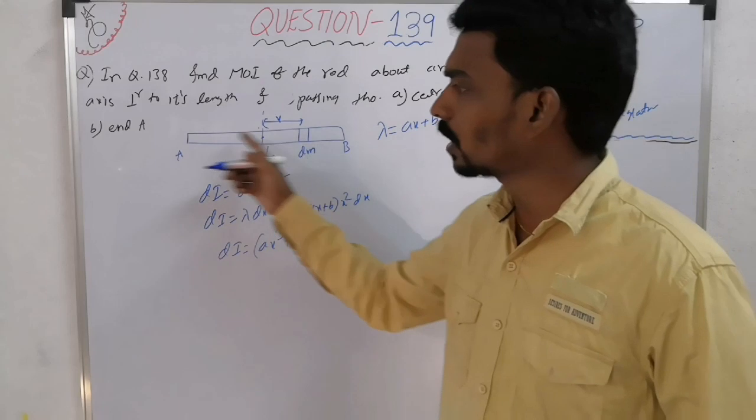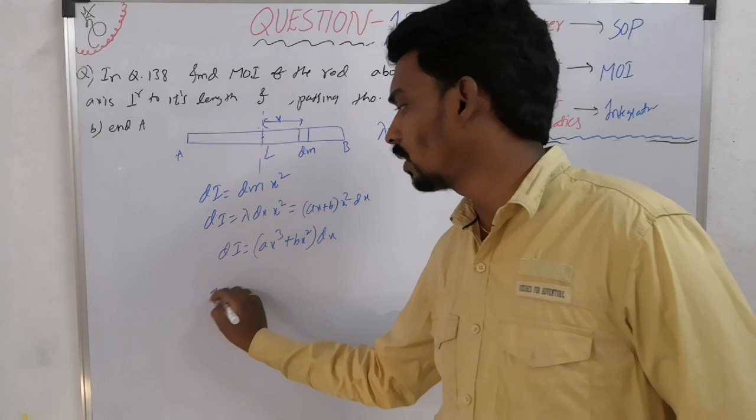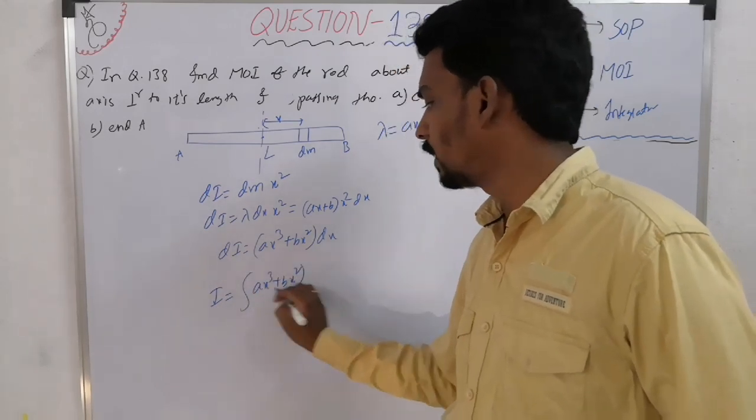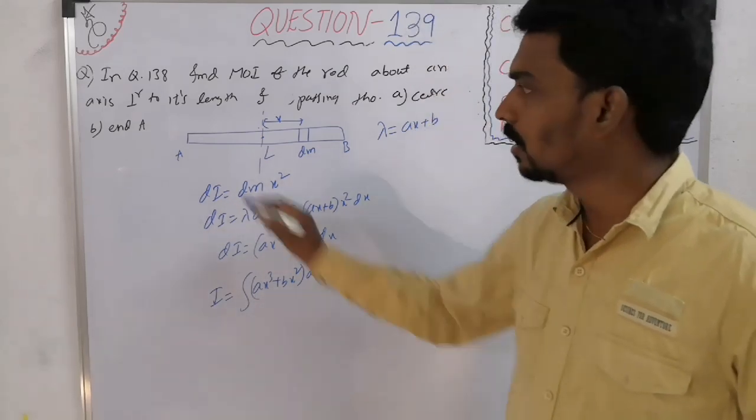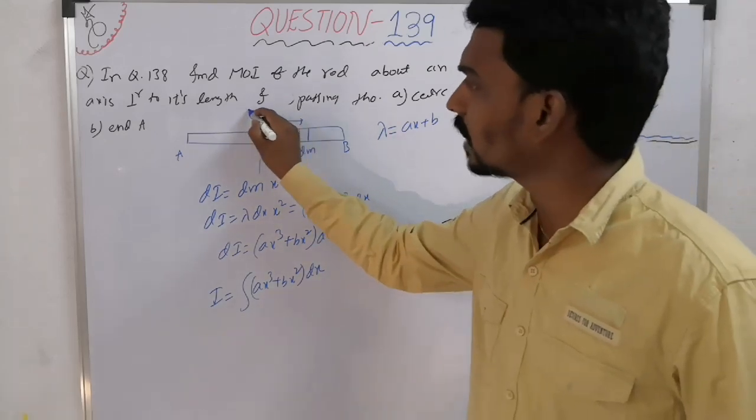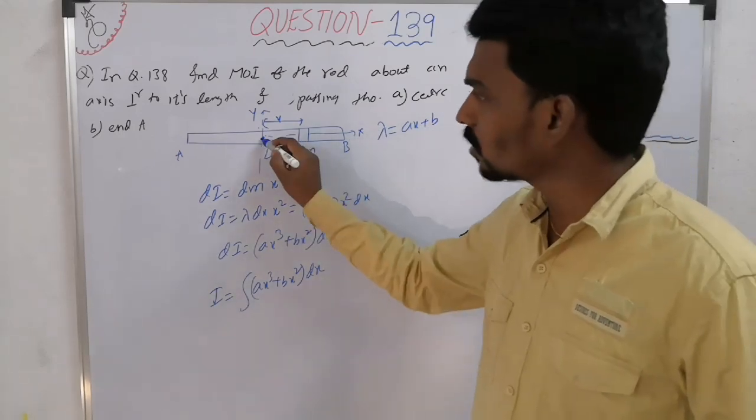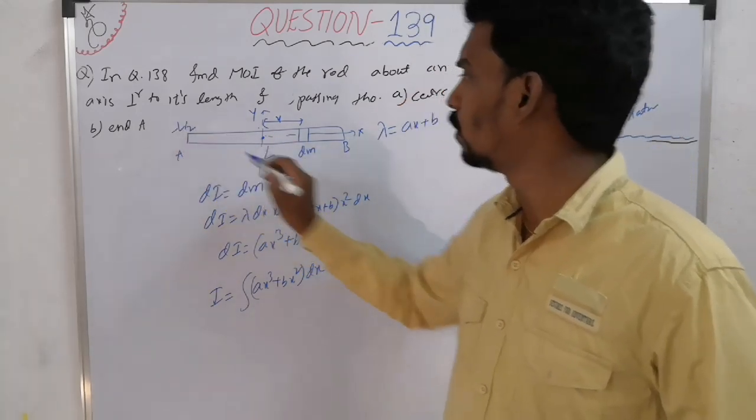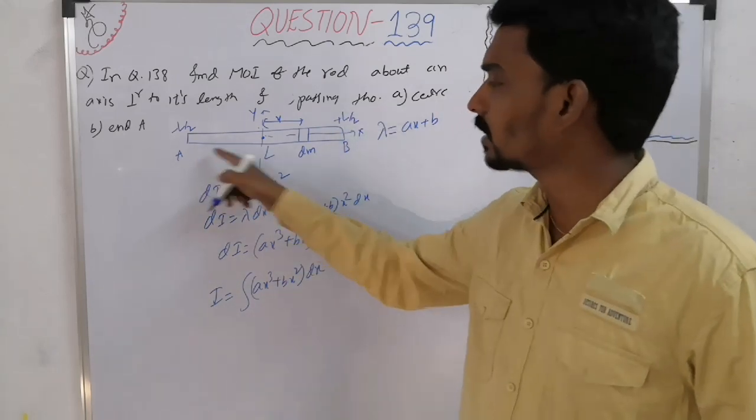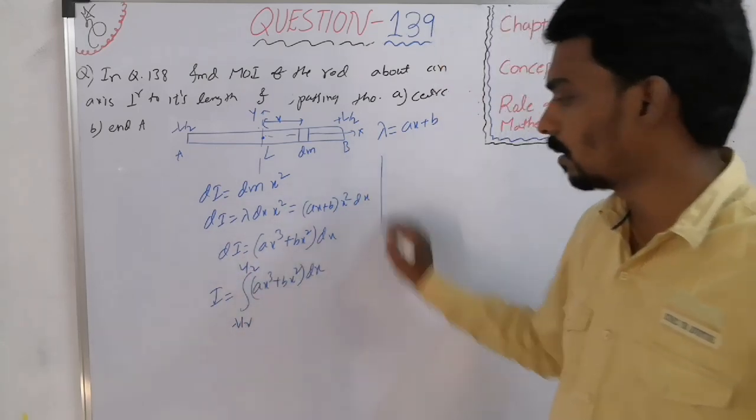Now you have to find the total moment of inertia of the rod. Then what you will do? You will go for integration. So the total moment of inertia is integration of ax cube plus bx square dx. From what are the limits is important. Here this is reference. This is like y axis. Now this is like x axis. So this is origin, means this is minus L by 2. This is plus L by 2. So what are the limits will become? Minus L by 2 to plus L by 2.